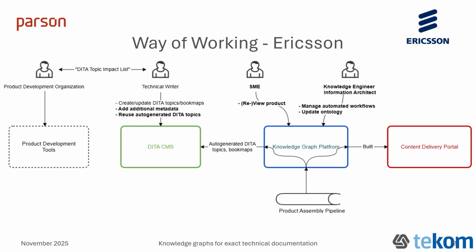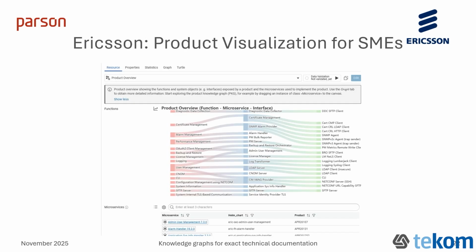So they can review if the product they are seeing there is actually the product they think, how the product should look. And if they agree to what they see, that view is automatically translated into documentation. They don't have to review that everywhere again. And here's an example of such a view for a subject matter expert.